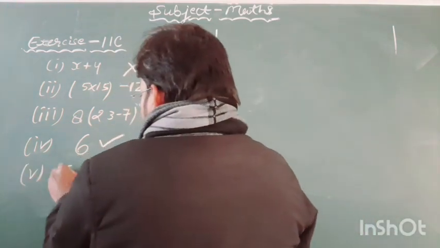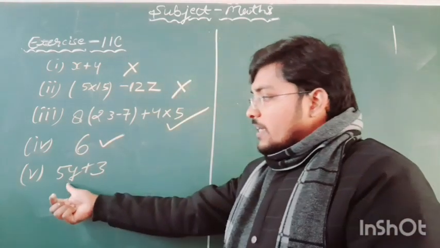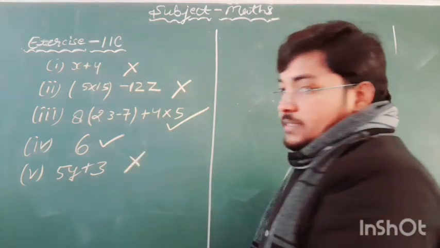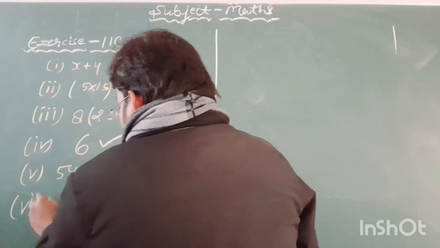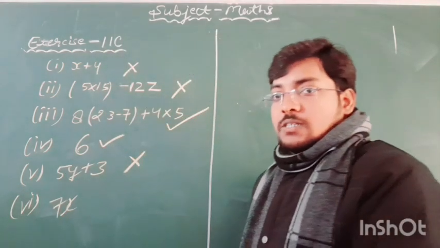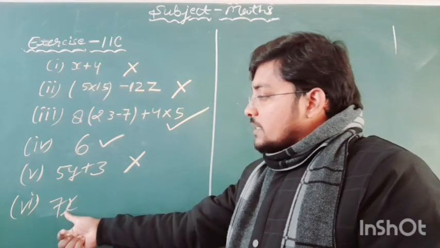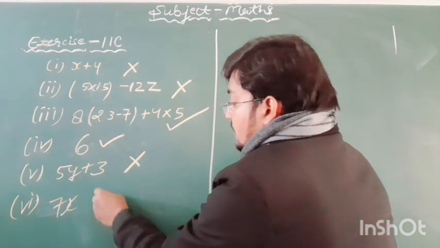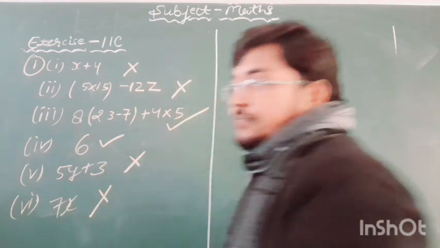Fifth is 5y plus 3, in which y is present, which is a variable, so it is not the required expression. And sixth is 7x, and in which also variable x is present, so it is also not the required expression. It is question number first.